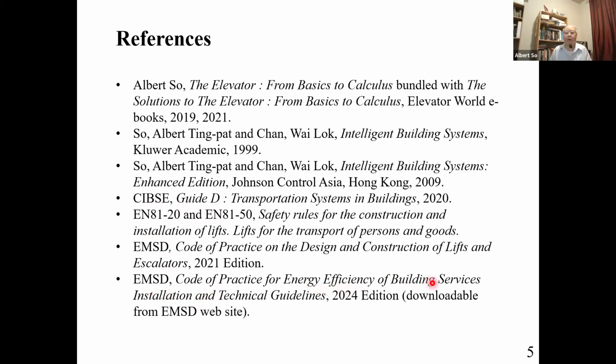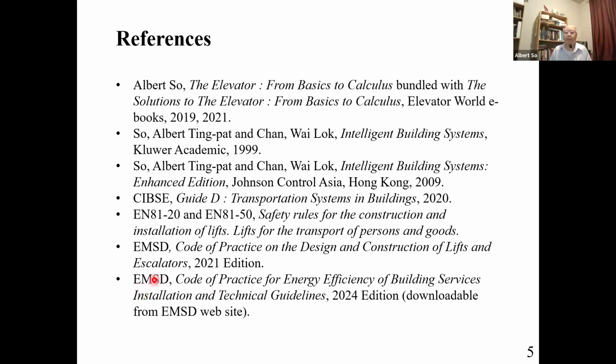This is the energy code. The energy code is free. You can download it from EMSD's site. EMSD stands for Electrical and Mechanical Services Department. This is a Hong Kong government department responsible for ensuring lift and escalator safety in Hong Kong. And from time to time, I will talk about EMSD.